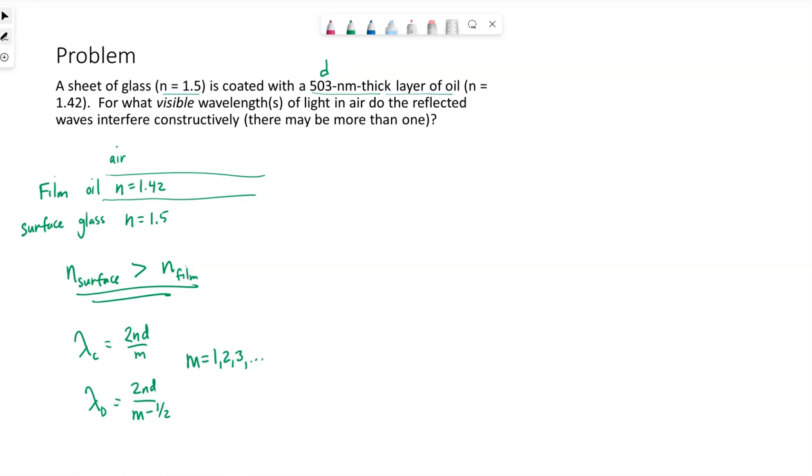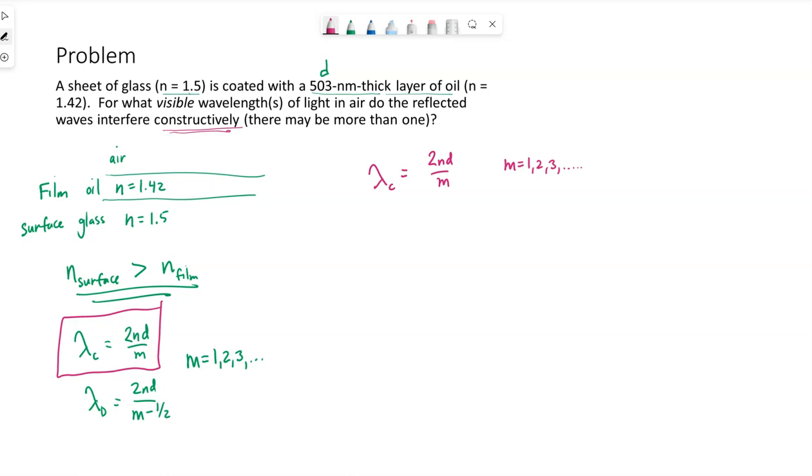To determine which of these we want, reading the problem again, it wants to know what visible wavelengths of light do these waves interfere constructively. So we want the constructive interference equation. So lambda sub c being 2nd over m. And we know m, there's multiple values of m. That's what m is representing. There's multiple wavelengths that can constructively interfere in this oil layer.